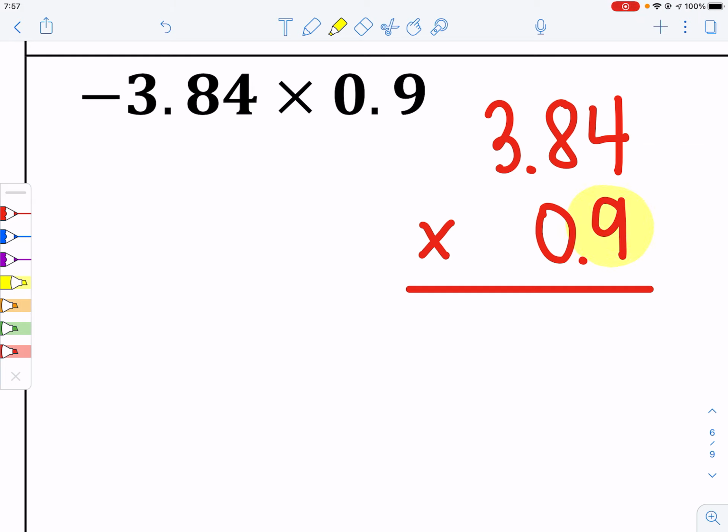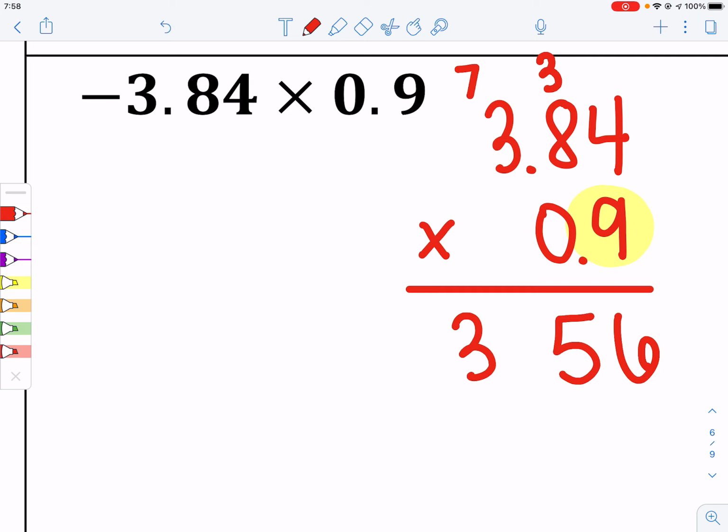So first thing I need you to do is multiply all these numbers by 9. So 4 times 9 is 36. Here's the 6, carry the 3. 8 times 9 is 72. 72 plus 3 is 75. And then 3 times 9 is 27. 27 plus 7 gives you 34.